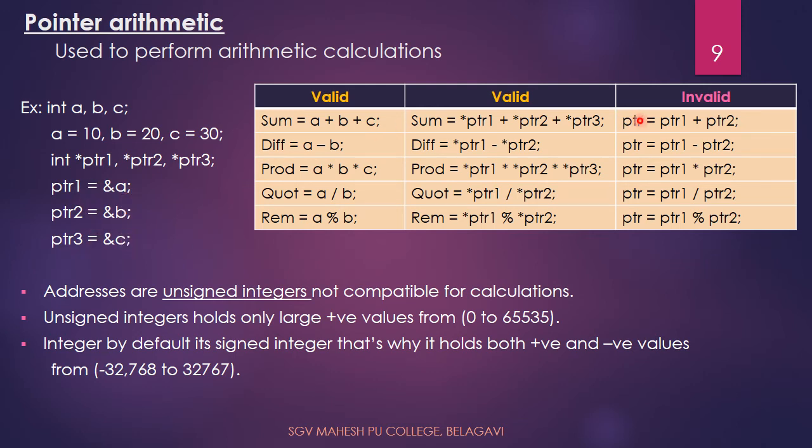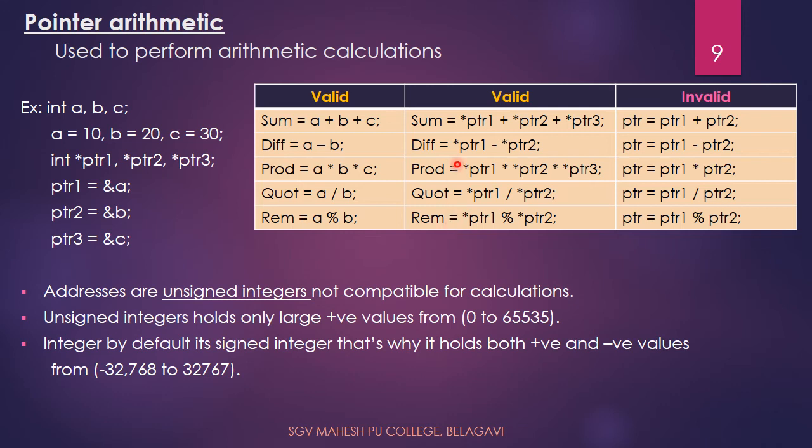Now if you look at this table, these are the valid expressions. It's because I'm taking the values of A, B and C and adding them. Similarly, I'm trying to find the difference, product, quotient and remainder. Now these are all valid expressions. Let's look at the second column. Here also I'm trying to perform the sum, difference, product, quotient and remainder.